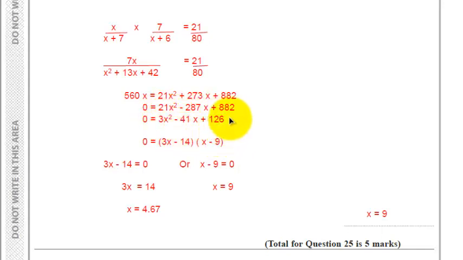This now wasn't too hard to factorize. It did take a little bit of playing around, and you could go straight to using the formula at this point, which may be quicker, but it does factorize into (3x minus 14)(x minus 9). If 3x minus 14 equals 0, you end up with x not being a whole number. Now that can't be the number of counters in a bag, because you can't have 4.67. The other part of the equation said x minus 9 equals 0, so x must be 9, and there are in fact 9 white counters in the bag.